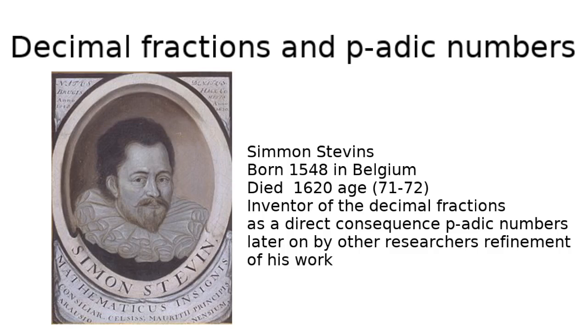So a brief history. Simon Stevin, born in 1548 in Belgium, died 1620, age 71, 72-ish, was the inventor of decimal fractions. He probably invented the decimal point as well, the whole notation and all. And he was the guy that gave us the arithmetic we teach to do decimal arithmetic instead of fractions. As a consequence, we get these p-adic numbers later on by other researchers refining his work, because there are kind of shortcomings to it, as we'll see.